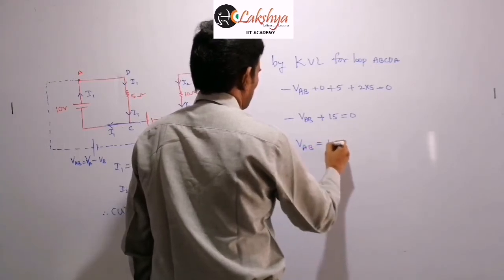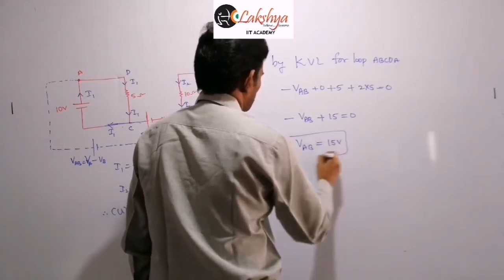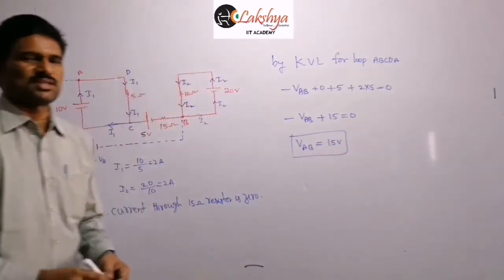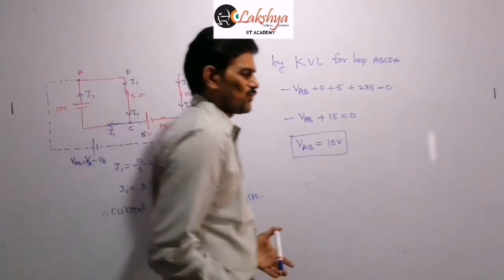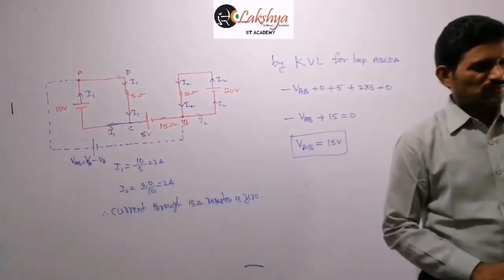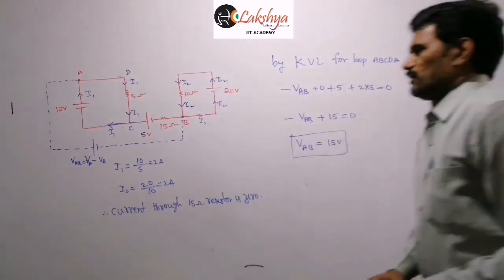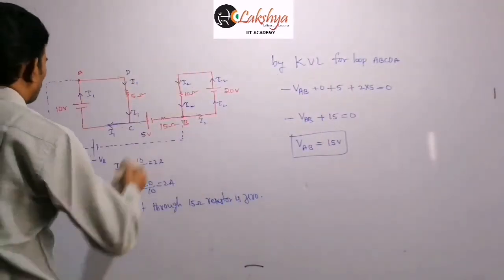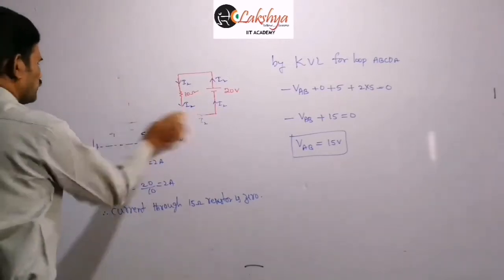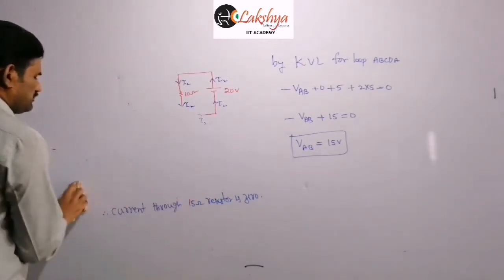Therefore, VAB is equal to 15 volts. So that is the potential difference between points A and B. Like that, you can calculate the potential difference between any two points with the help of this Kirchhoff law. So let us write one more problem to find the potential difference.